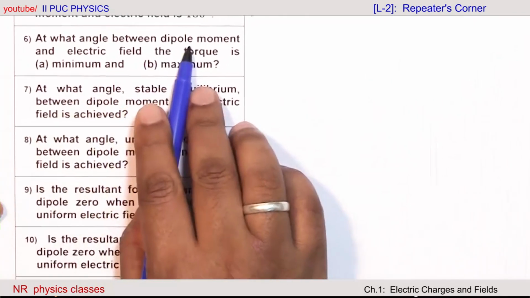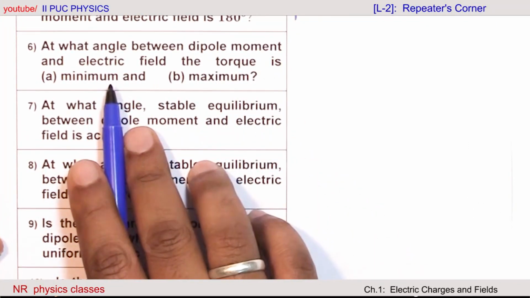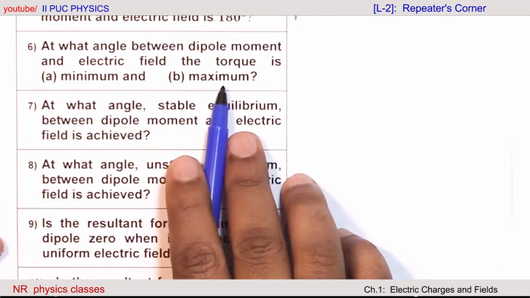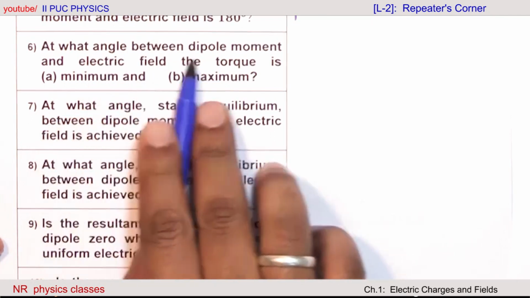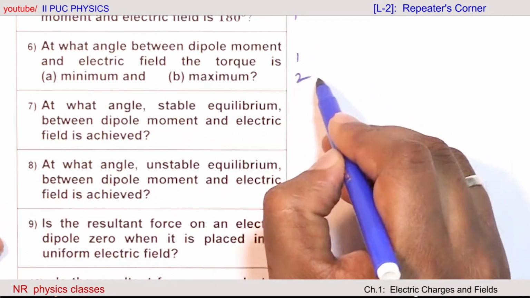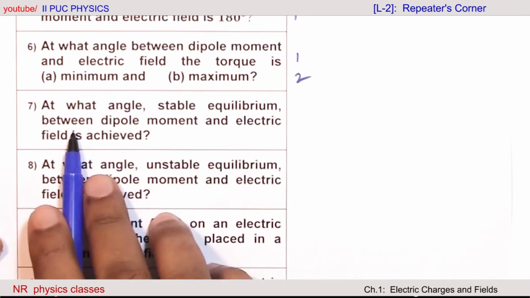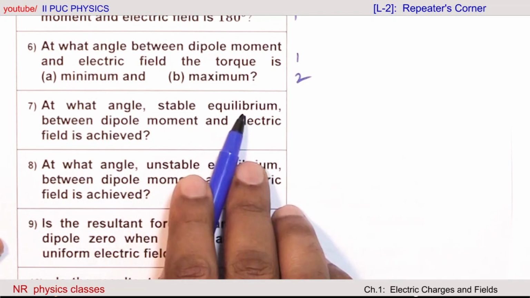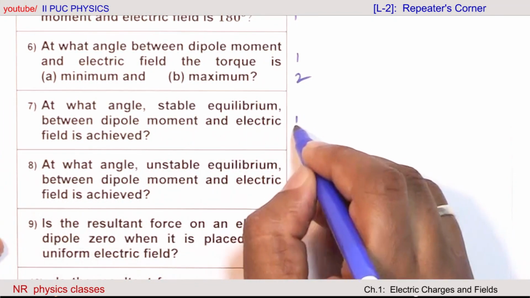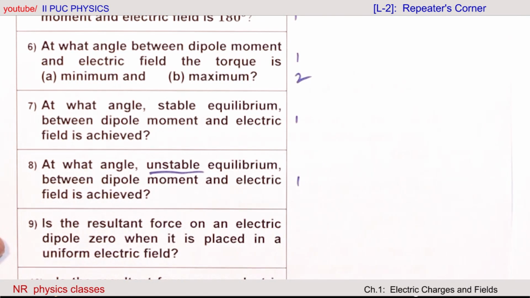At what angle between dipole moment and electric field is the torque minimum? Minimum means 0. Maximum is PE. You have to mention the angles, 1 mark or 2 marks. At what angle is stable equilibrium achieved? 1 mark. Unstable equilibrium? 1 mark. Just mention the angle.